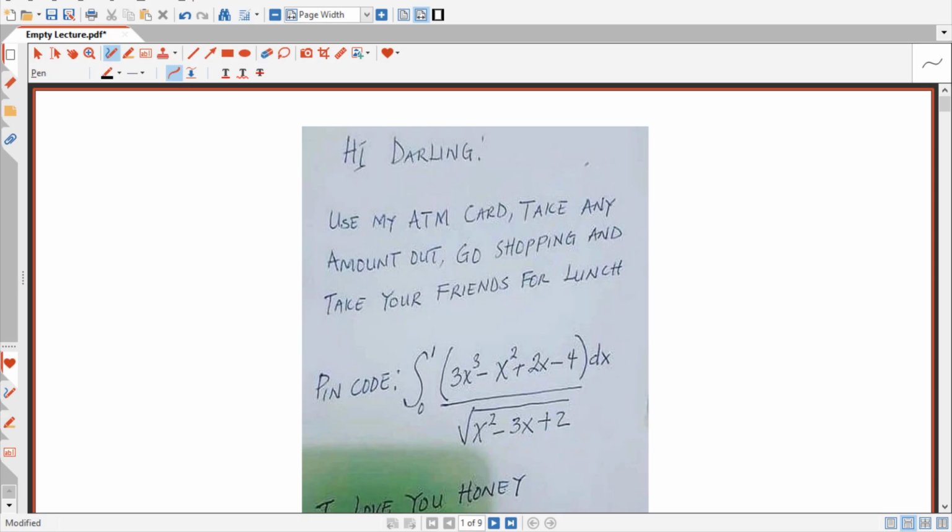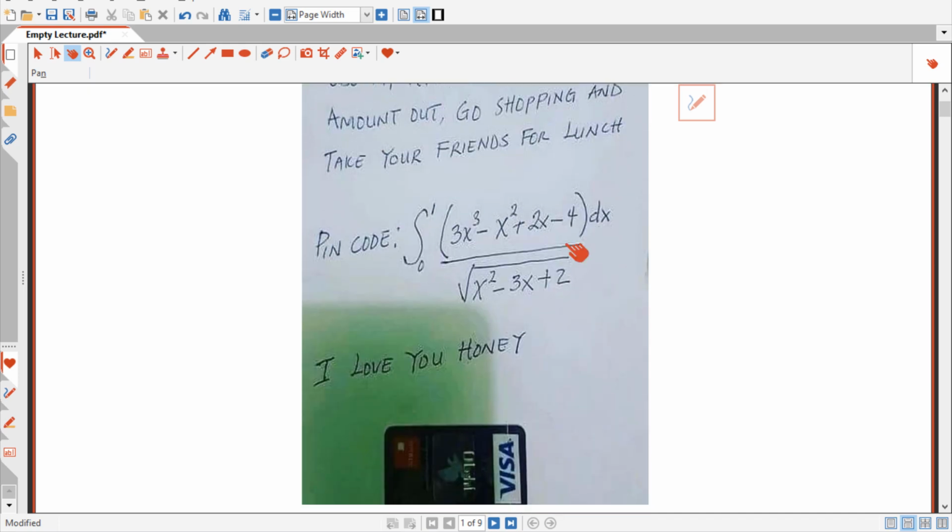Okay, hello everybody. In today's lecture, I will try to solve a puzzle that I posted to my Facebook wall 2 days ago. It's a letter in which a husband tells his wife, "Hi darling, use my ATM card, take any amount out, go shopping, and take your friends for lunch. And the PIN code can be obtained from this integral," which is apparently very hard for his wife to evaluate. So he's messing with his wife. And then he says at the end, "I love you, honey."